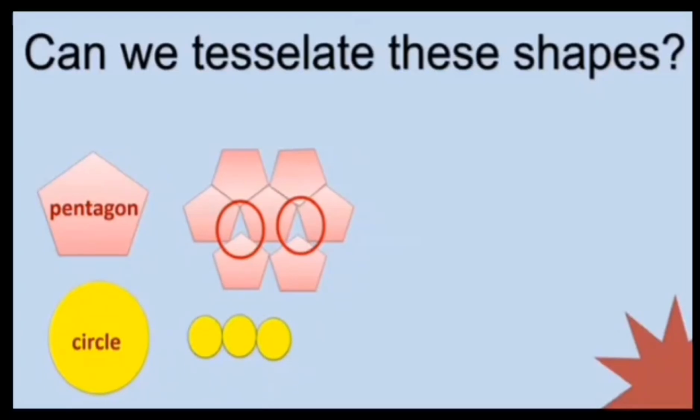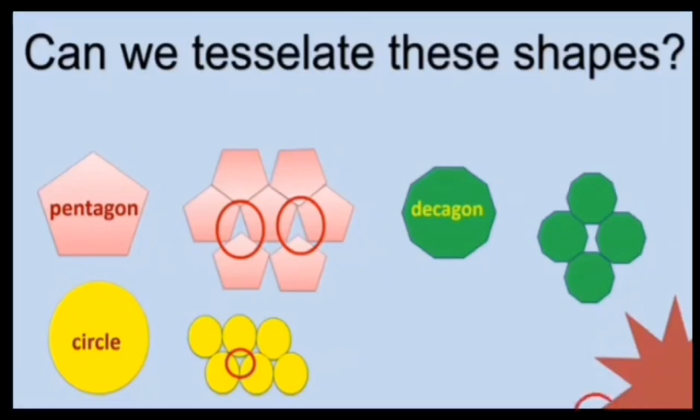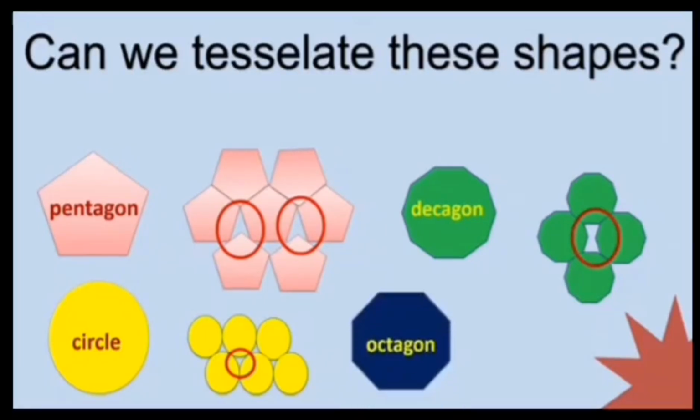How about the circle? Let's try to tessellate the circle. Do you see spaces also? Yes, so we cannot tessellate the circle. How about the decagon? Let's try. See, there's also space, so we can't tessellate the decagon.